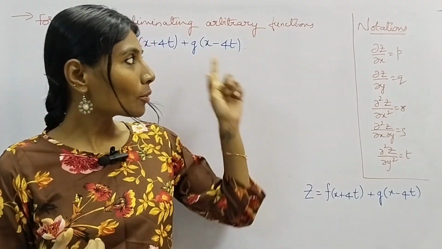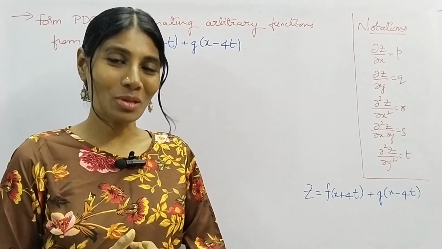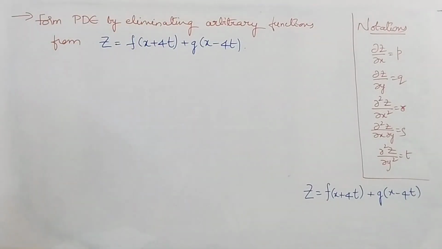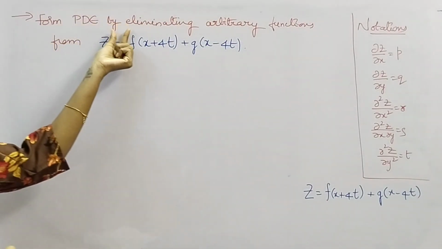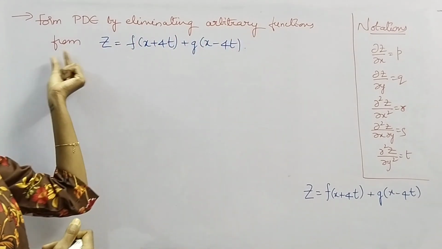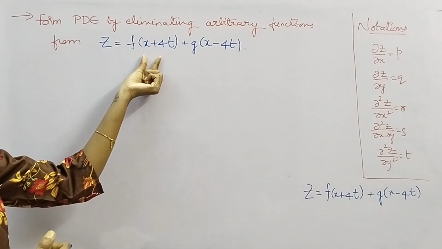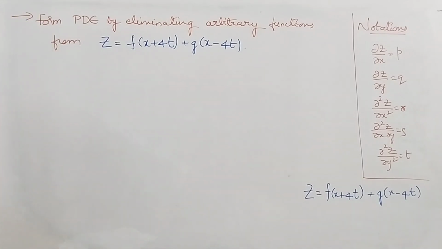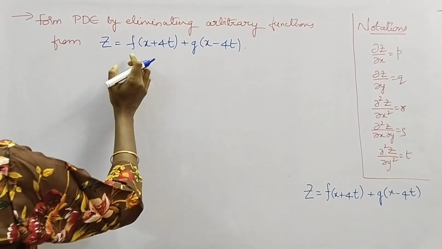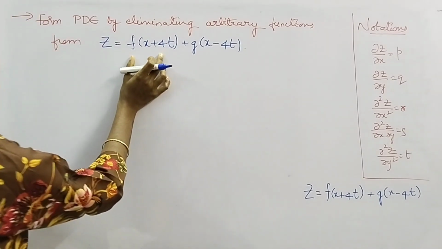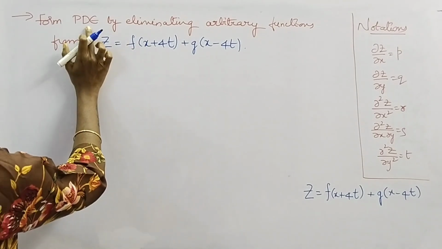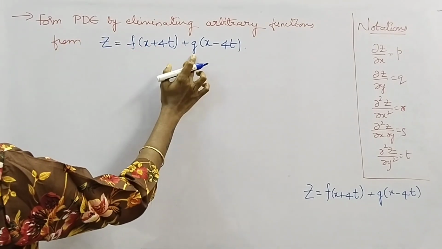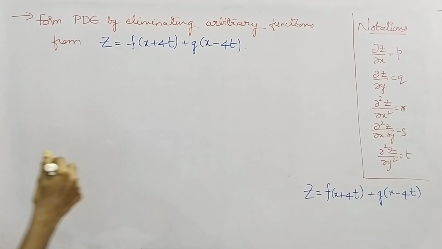In this video, we're going to see a problem from partial differential equations. So let's get going. Problem: form a partial differential equation by eliminating arbitrary functions from z equal to f of x plus 4t plus g of x minus 4t. Here we are given an equation, and we are asked to form a partial differential equation by eliminating these arbitrary functions f and g.